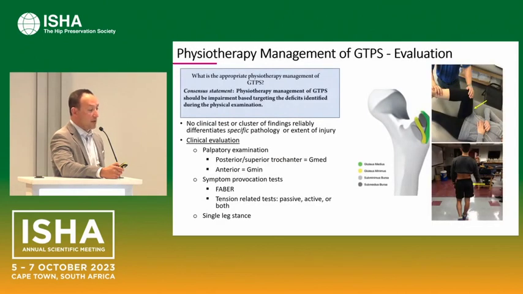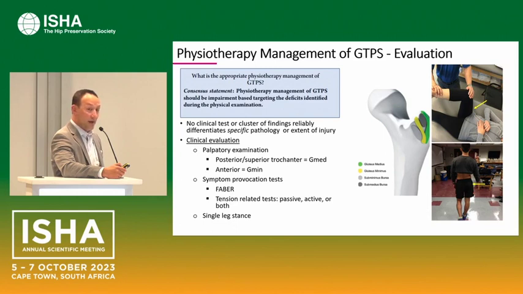Third question, what is the appropriate physiotherapy management of GTPS? And this involves both the physical evaluation and impairment-based treatment. And the statement went, physiotherapy management of GTPS should be impairment-based, targeting the deficits identified during the physical examination. And that's not to downplay the special tests that have been described, but we do know that these tests, or cluster tests, really don't differentiate between specific pathology, those pathologies that we already mentioned, or the extent of injury. However, the clinical evaluation should include a palpatory examination.